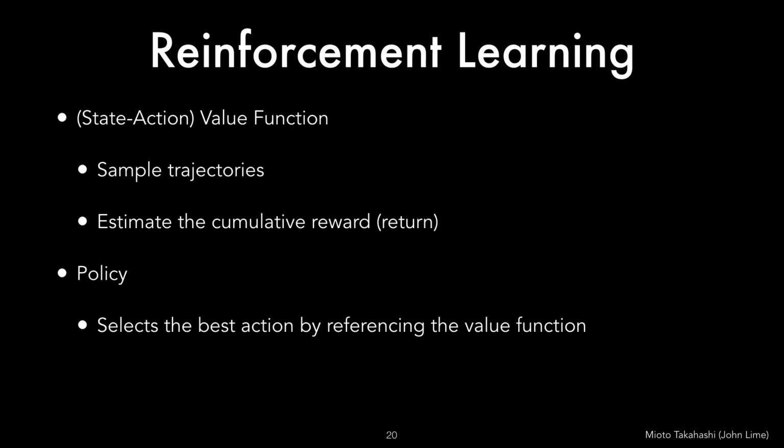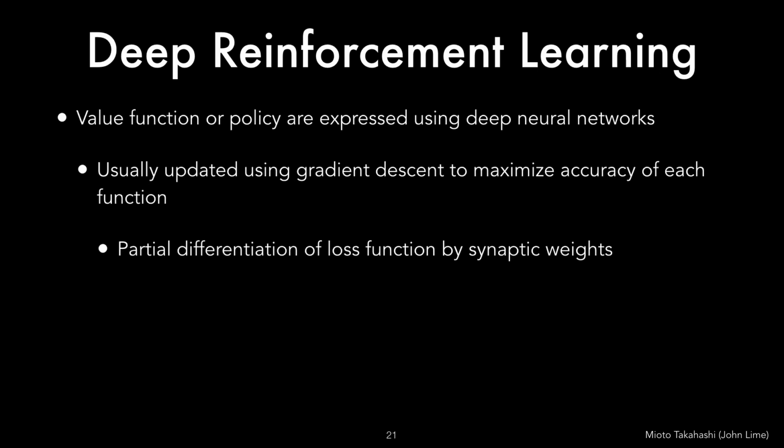Considering everything that we have discussed here, from Markov decision processes to adversarial games, what does the agent in reinforcement learning consist of? Well, it consists of two things. The state action value function estimates the return of each combination of states and values by sampling trajectories. The policy references the value function and selects the best action. We can define each of these functions using deep neural networks.